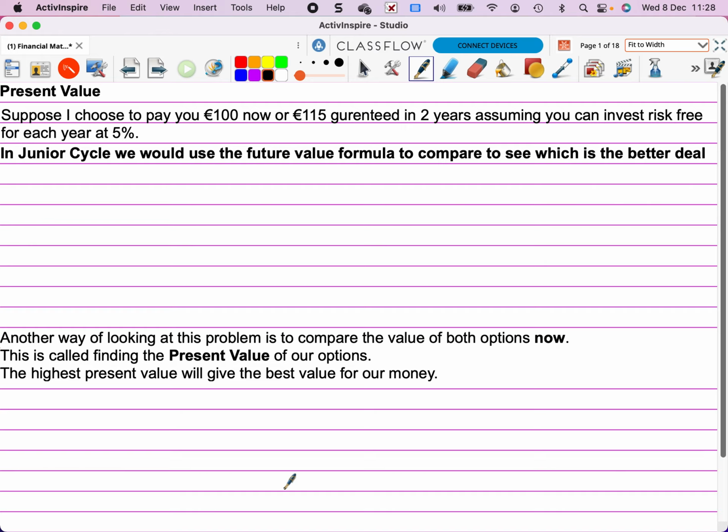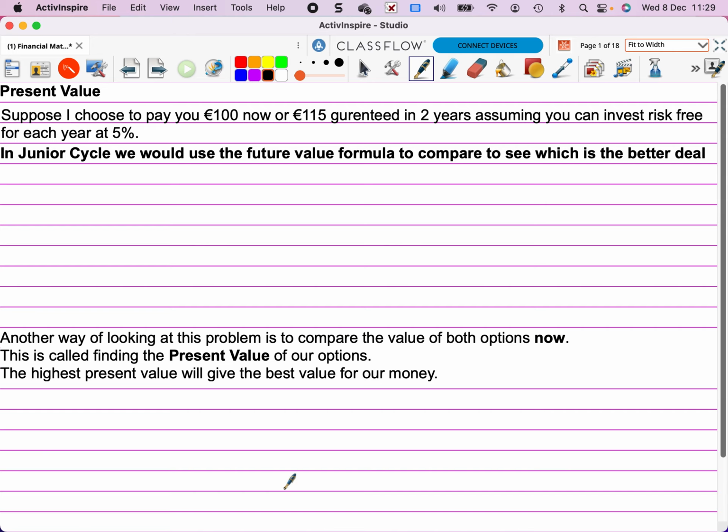Today's topic is called financial maths, and we're going to look at something called present and future values in the context of this example. Suppose I choose to pay you €100 now, or €115 guaranteed in 2 years, assuming you can invest risk-free at 5%. So, there is a choice here.